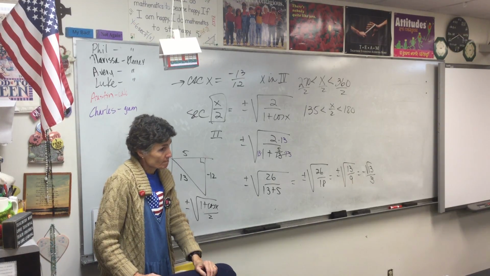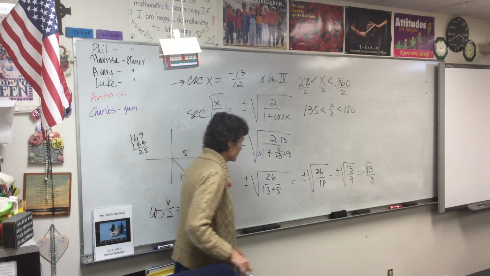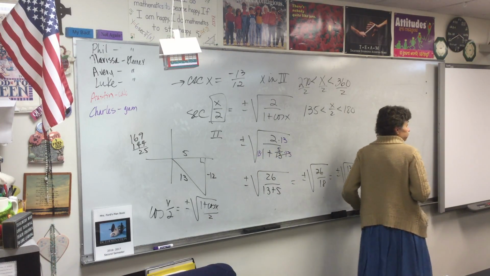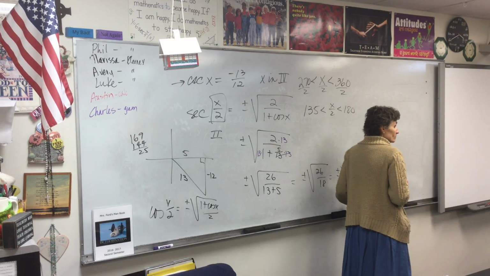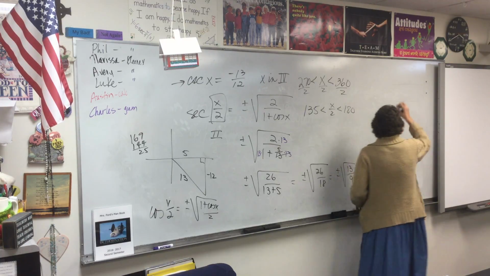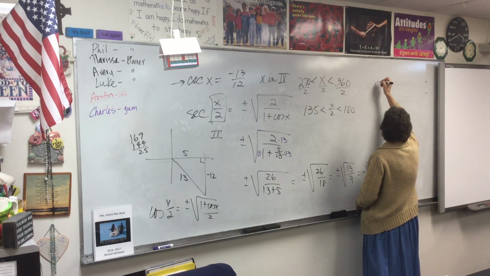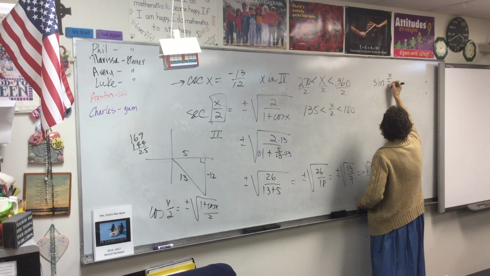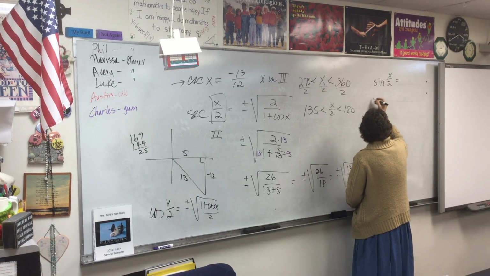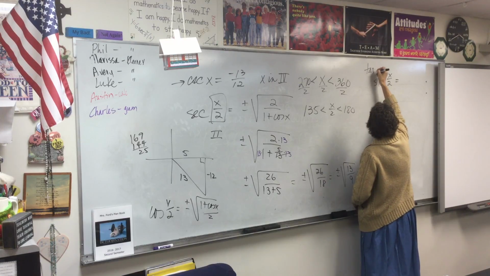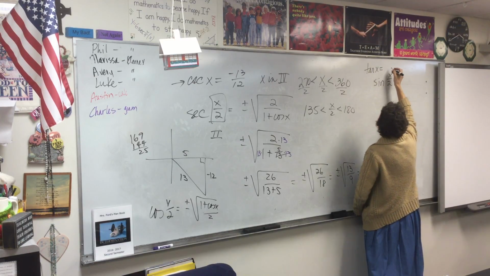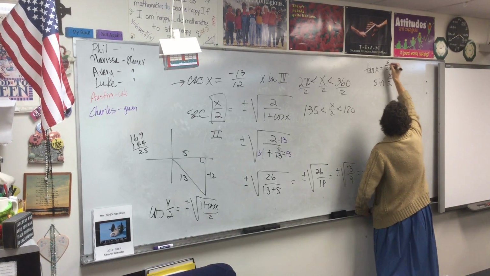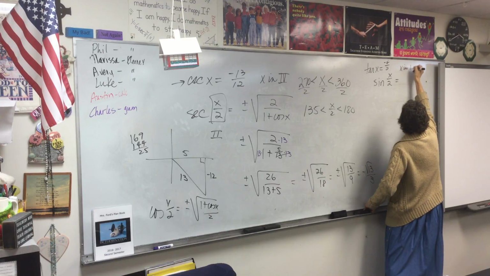Should we do one more of those? Yeah. Alright, we'll do one more of those, and then you can come to the board with your practice problem. Alright, so here we go. Let's find the sine of x over 2. And we are going to be given that the tangent of x is negative 4/3, and x is in quadrant 2.